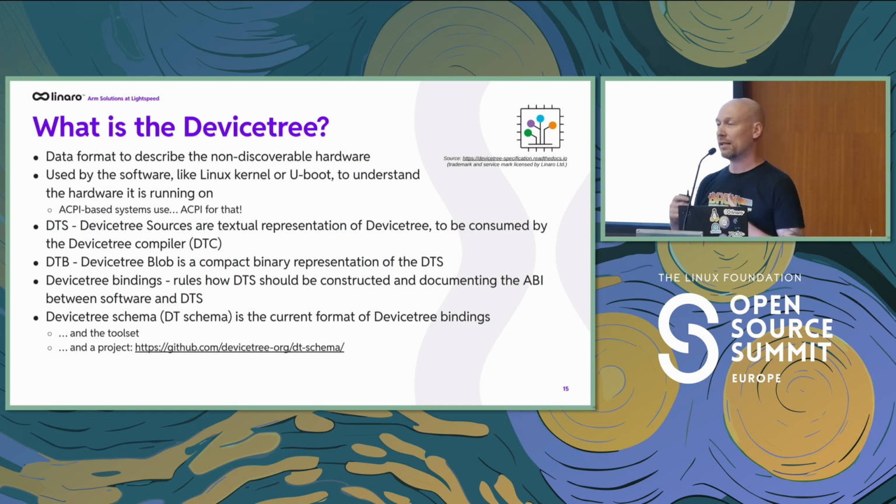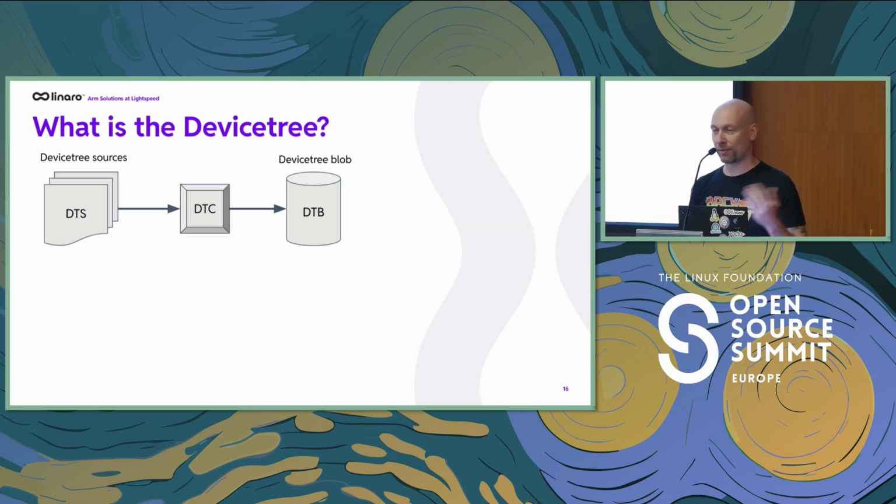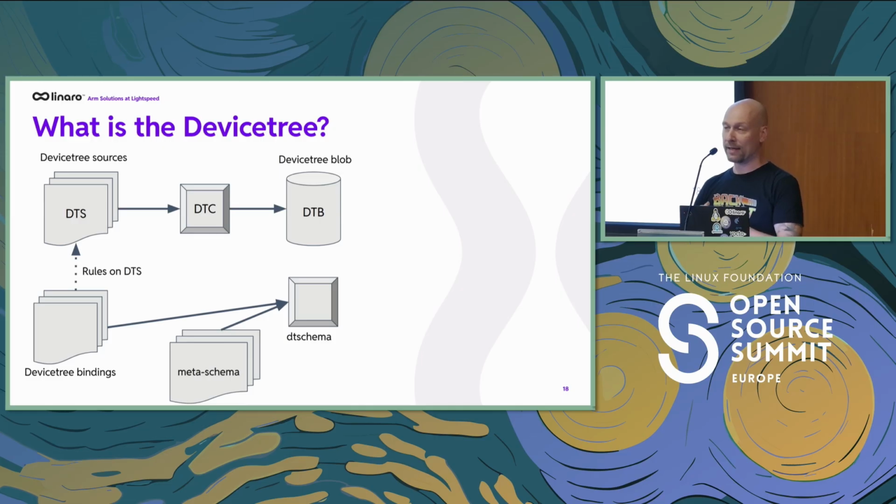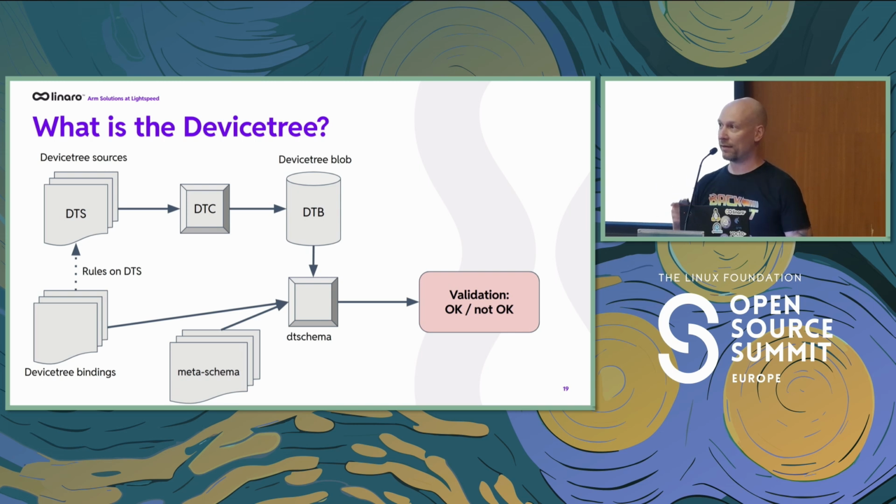The bindings are written in YAML syntax, but we try to avoid saying YAML, so whenever we want to reference it, rather use DT schema. A picture is worth 1,000 words, so just to illustrate it, we have DTS on one side. The compiler, DTC, takes it and produces the blob. This is pretty straightforward. And then you have the bindings. The bindings create the rules on how you should write the DTS. DT schema takes the bindings and something called the meta schema, which resides in the DT schema repository. Together, it operates on the DTB and gives you the validation result.